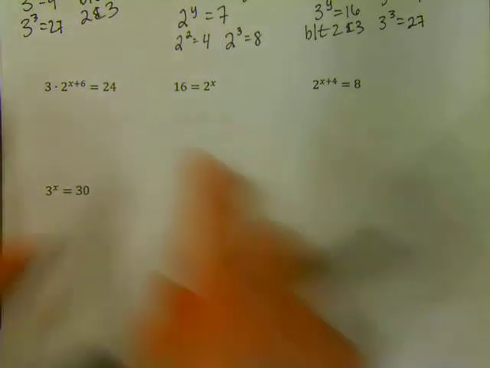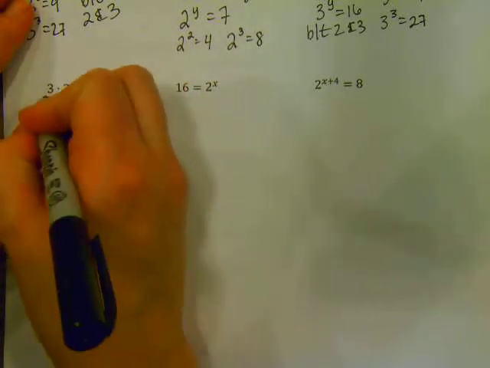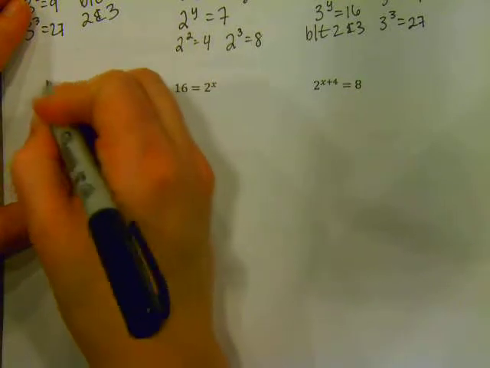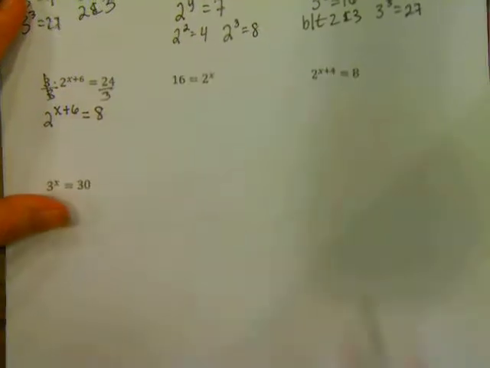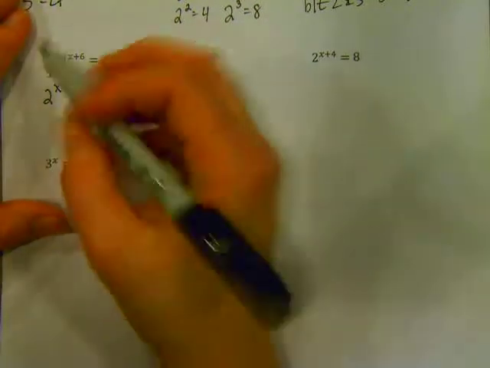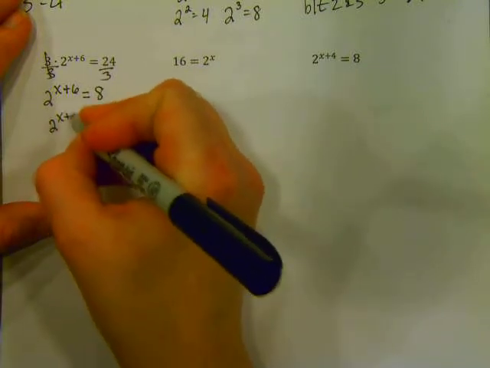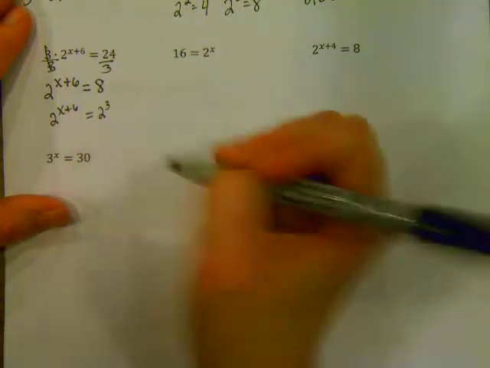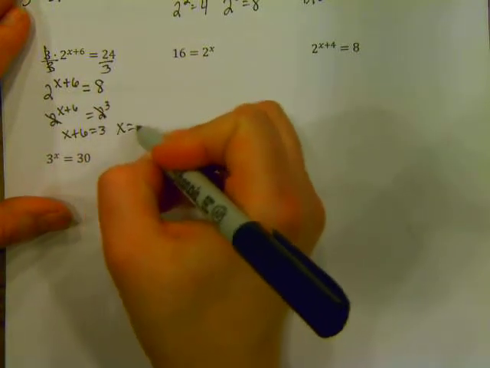Now this one is one like the drill today. So what you need to do, before doing anything else, is divide by 3 to both sides. So you get 2 to the x plus 6 power equals 8. Then let's do that change of base. Make it easy. We don't have to think too much about it. No logs or anything. Change of base. So x equals negative 3.